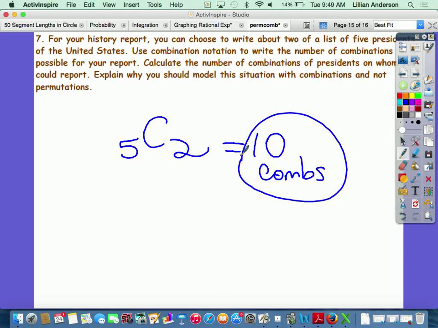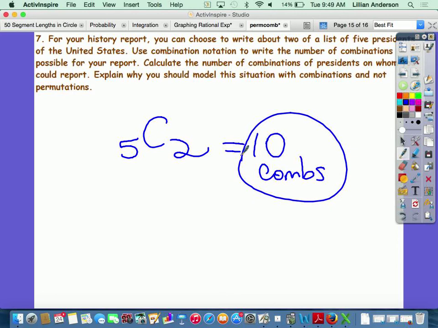Because it doesn't matter which presidents you choose. You can choose the first president on the list and the last president on the list, it doesn't matter. Order doesn't matter, okay? I give you 5 presidents. It doesn't matter which one you choose. You can choose George Washington, Thomas Jefferson, or Abraham Lincoln. Order doesn't matter here, okay?